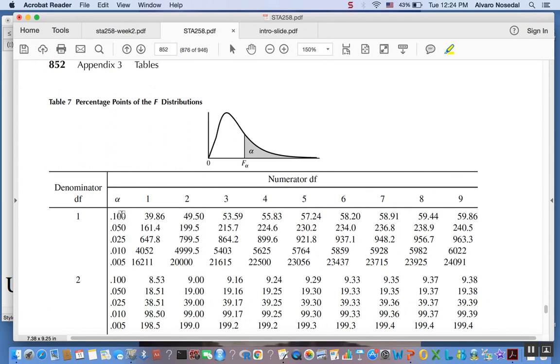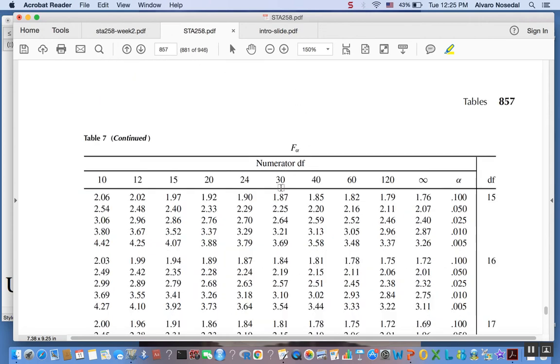Note that the first row gives you the numbers that have 10% to its right, 5% to its right, 2.5% to its right, 1% to its right, and 0.005 to its right. Make sense? Okay. So let's find 30 degrees of freedom for the numerator. That's what we want, and we want 15 degrees of freedom for the denominator. So 15 denominator, 30 numerator, right?